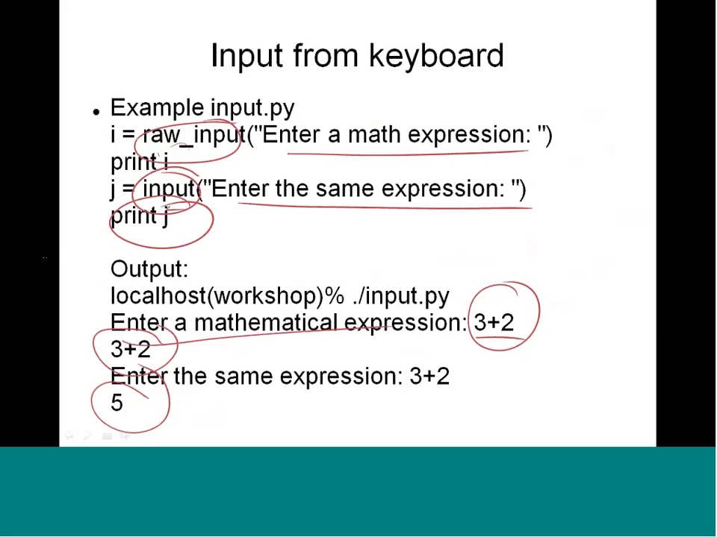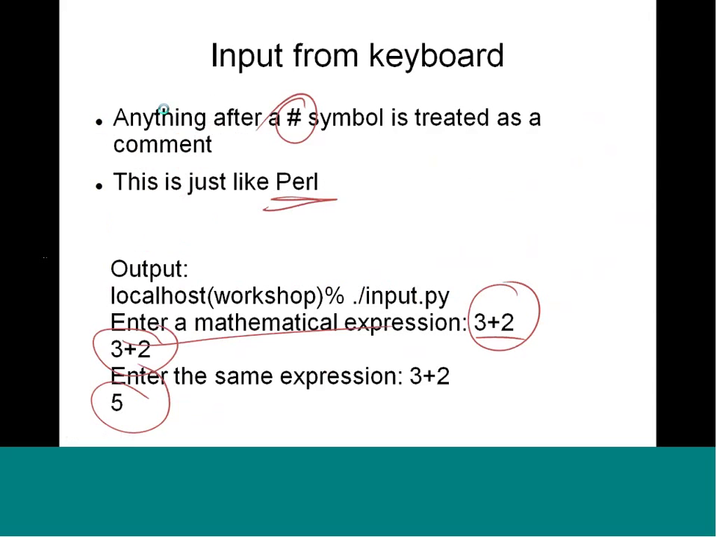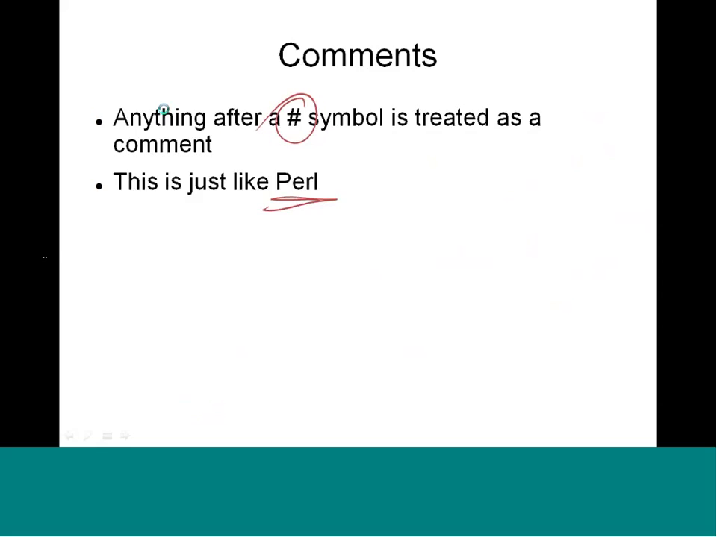And if you want to input from a keyboard, raw_input and input are the two functions available. The raw_input gets whatever is there as is, whereas input will try to evaluate an expression and that gives the input value. So if you use input, then the mathematical expression is evaluated. If you use raw_input, then it is not evaluated. Then we looked at comments. We know that anything after the hash symbol is treated as a comment. It's just like Perl.